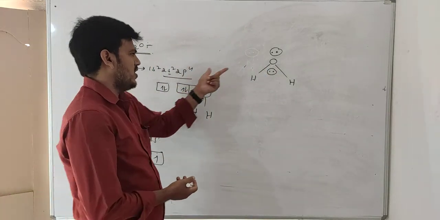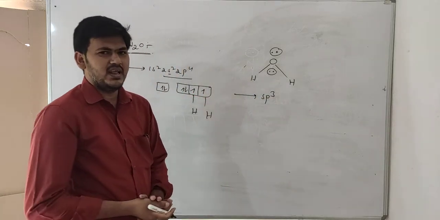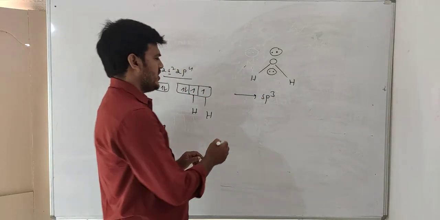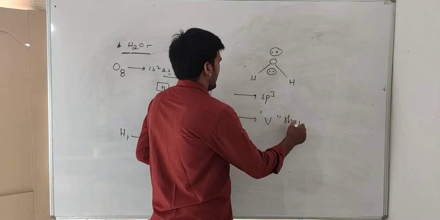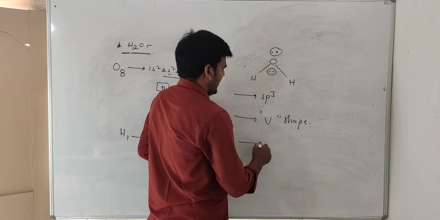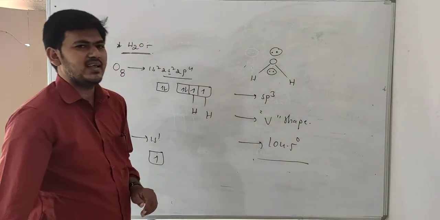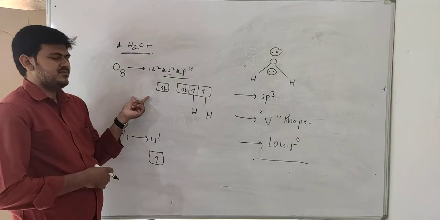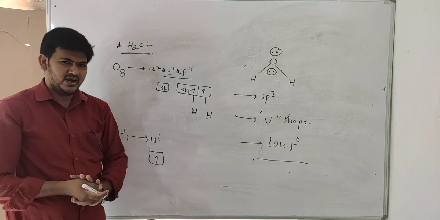So in the water molecule, oxygen undergoes the same sp3 hybridization, and the shape of the molecule is V shape or angular shape, and the bond angle is 104.5 degrees approximately. So in the water molecule, the central atom is oxygen, and oxygen undergoes sp3 hybridization.